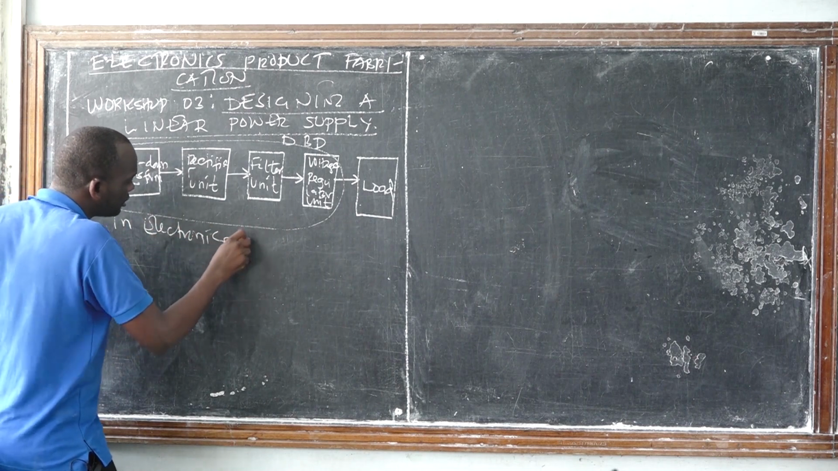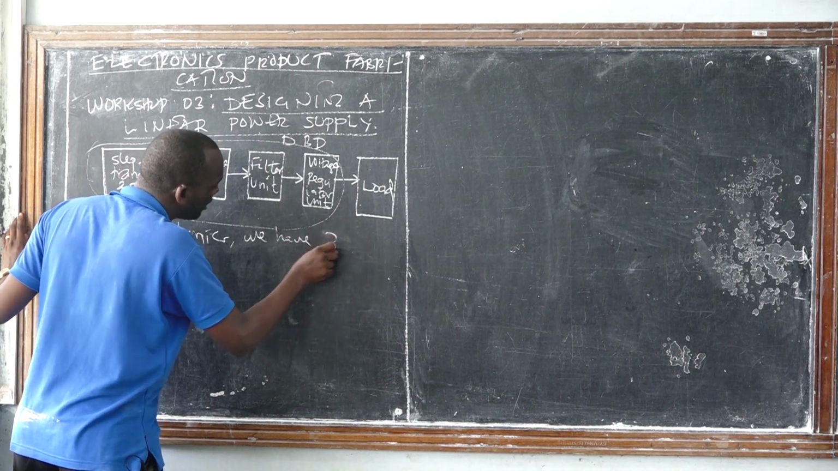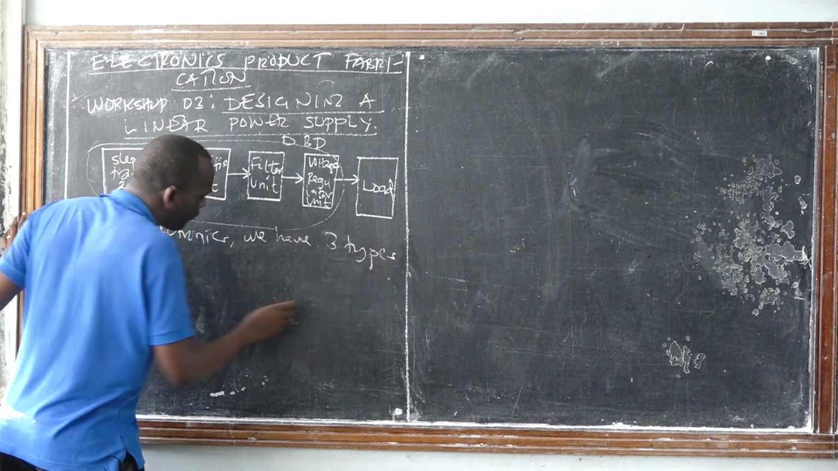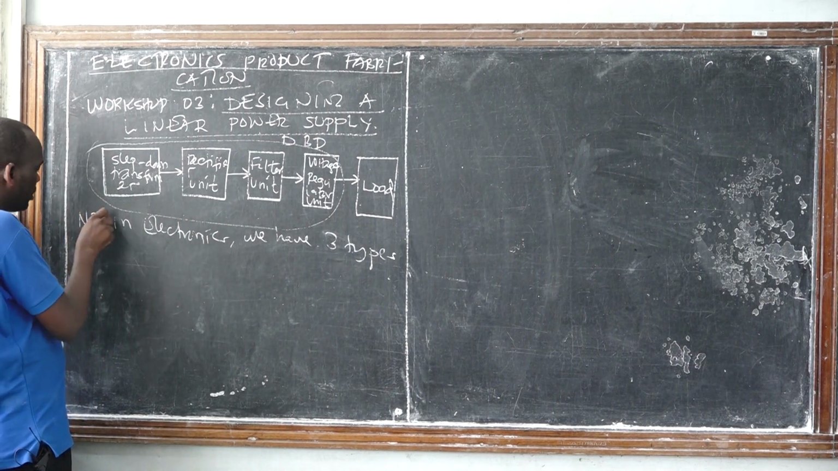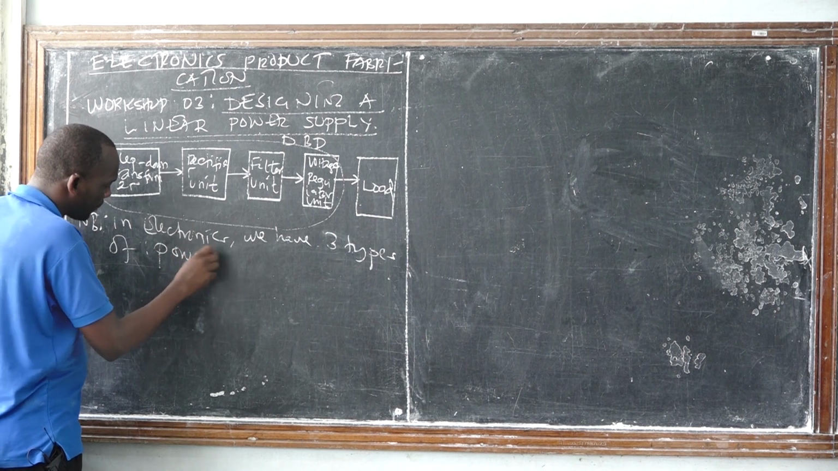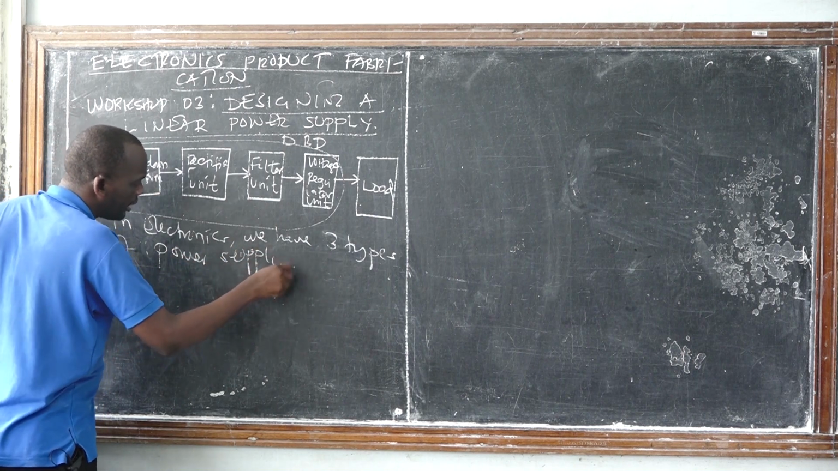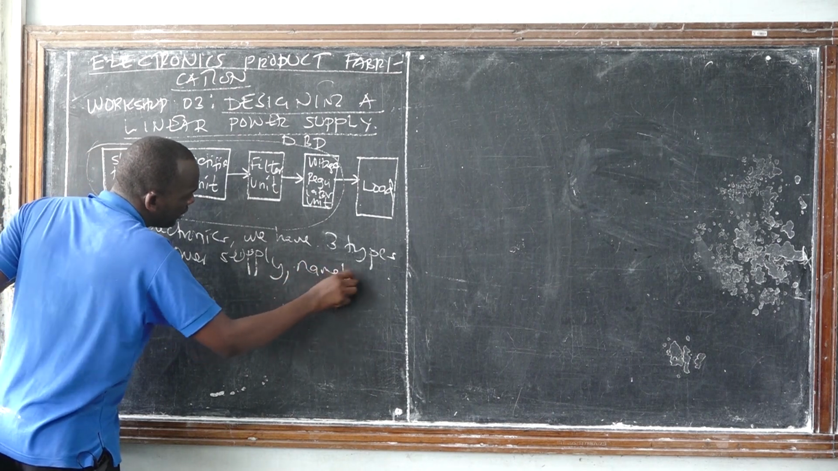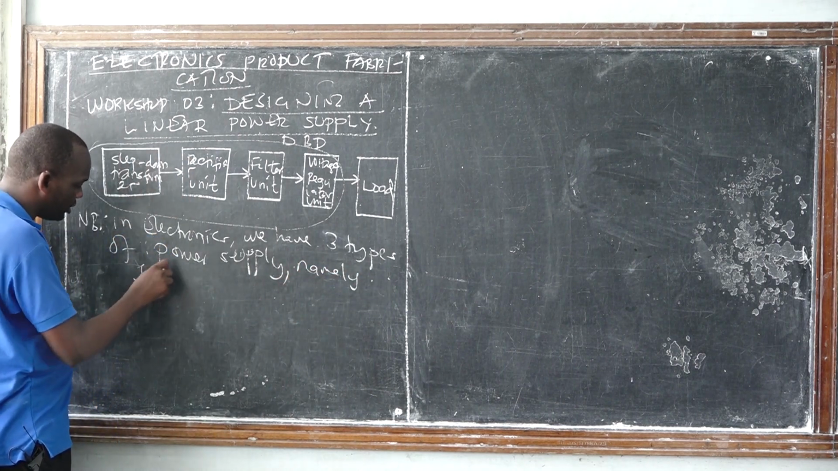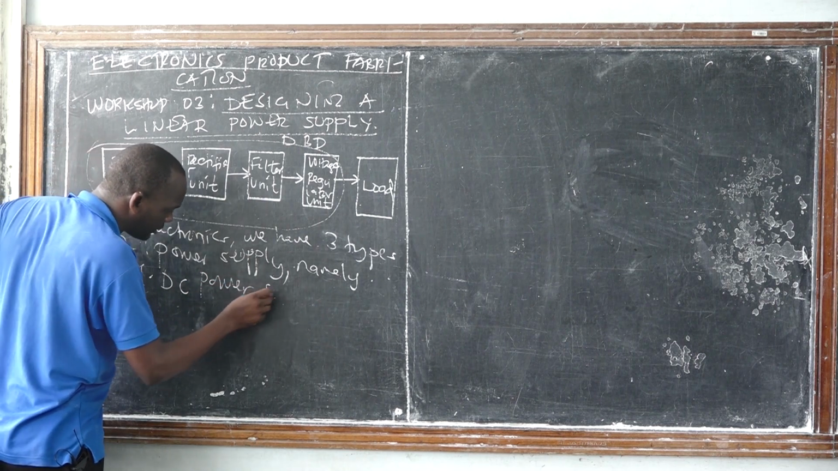In electronics, we have three types of power supply. This is the note of power supply. We have three types of power supply. The first one, namely what? The first one, we call it DC power supply.